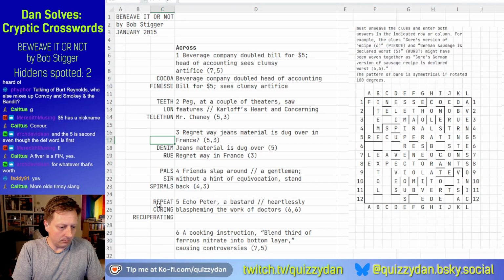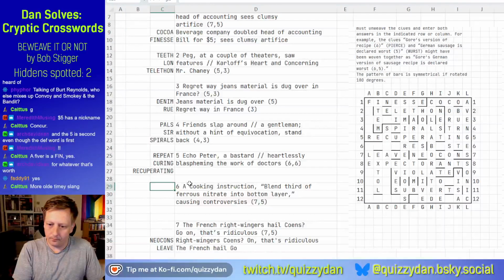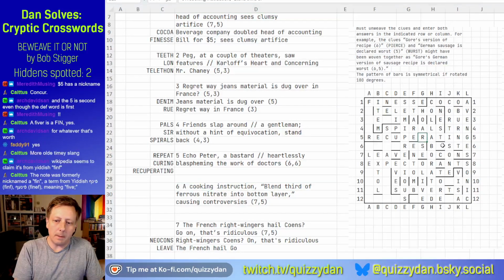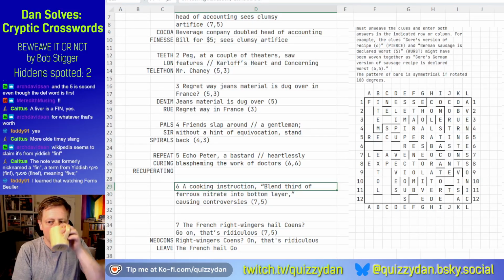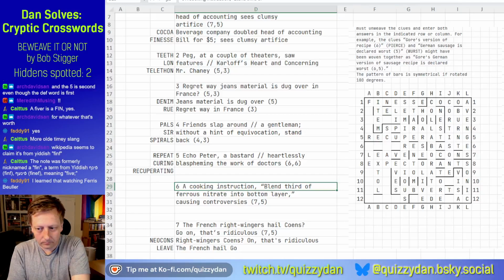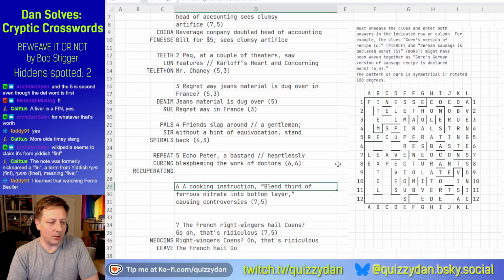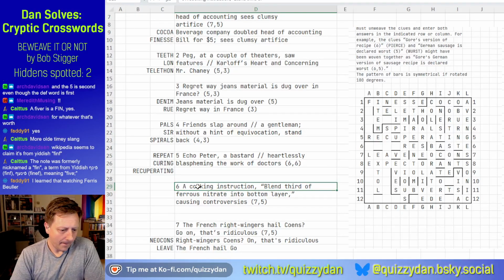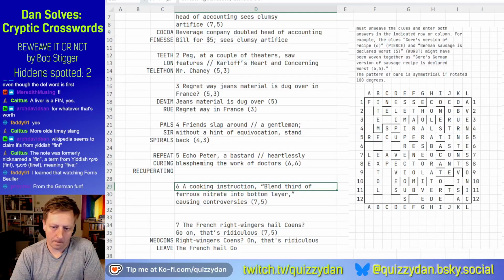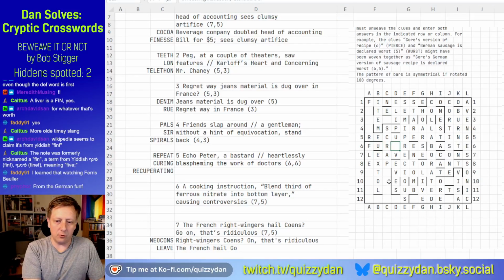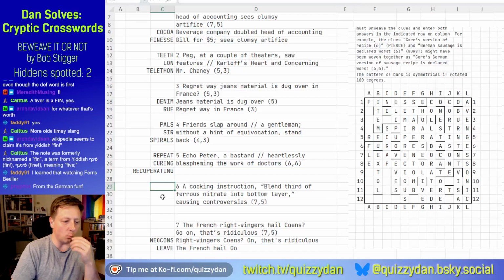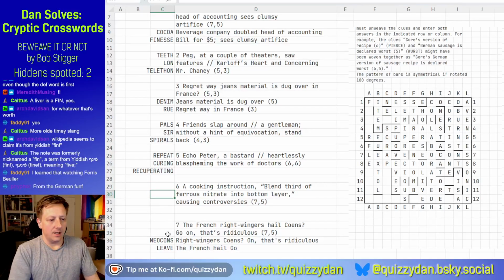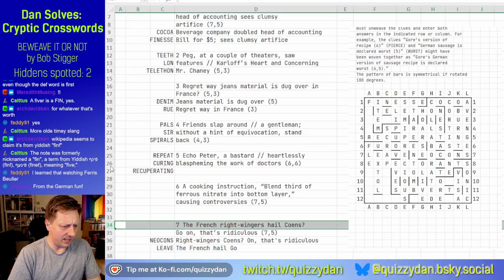We have spirals. We have recuperating. Here we go. So the cooking instruction is going to be based. Well, there we go from Catus. And Archdavis who said it first, but I'm choosing to ignore. Cooking instruction is based. And I think the other half is going to be furores for the causing controversies. Because it is an anagram of ferrous. Wow.